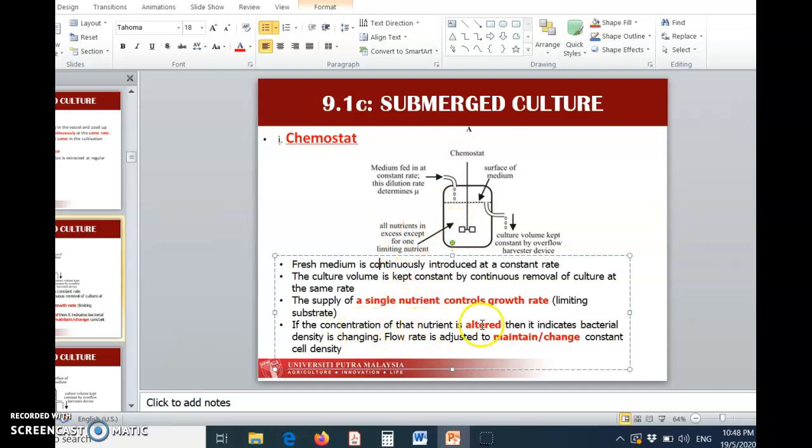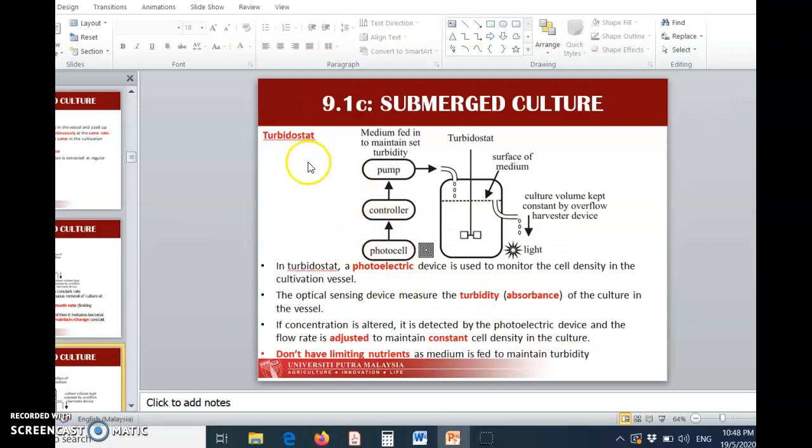So if the concentration of the nutrient is altered, then okay, we have a sensor somewhere here. It will detect that the nutrient concentration is altered. So we assume that it indicates the bacterial density is changing. So the flow rate is adjusted to maintain or change the constant cell density. In contrast to the second one, which is turbidostat, the nutrient is added as the turbidity of the bacteria changes.